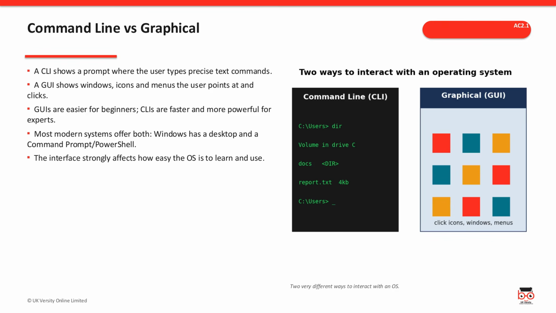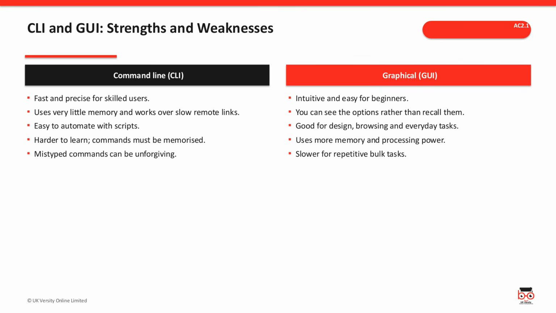Let's put the two classic styles head to head. A CLI gives you a prompt where you type precise commands, while a GUI shows windows and icons you point at and click. Beginners nearly always find the GUI easier, but skilled users often find the CLI faster and more powerful. In truth, most systems give you both. Windows has its friendly desktop, and tucked behind it, the command prompt and PowerShell. Each style has clear trade-offs.